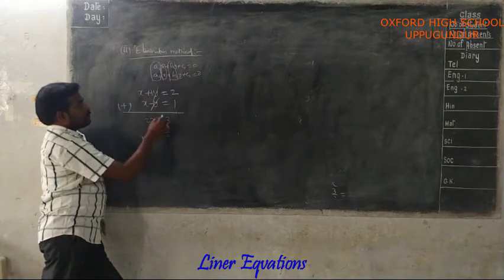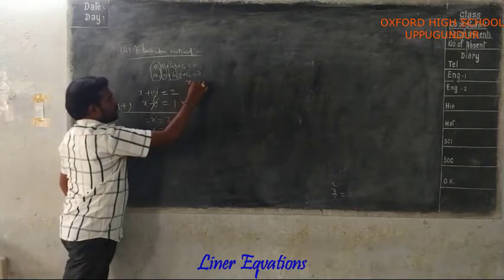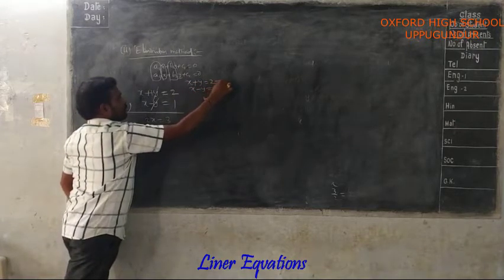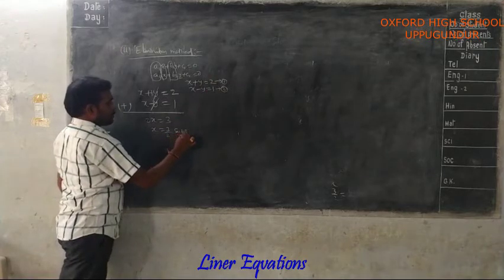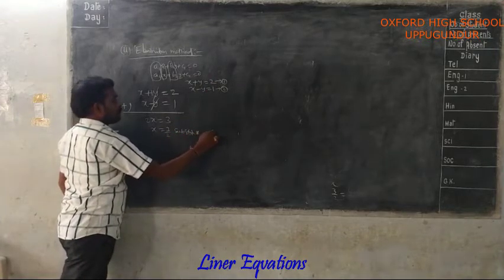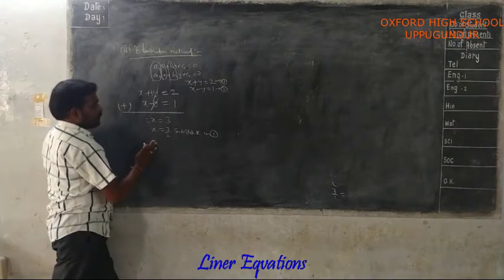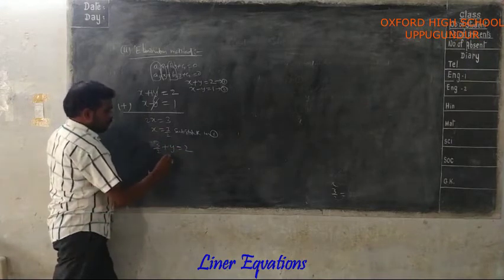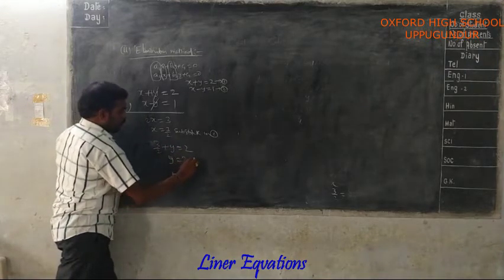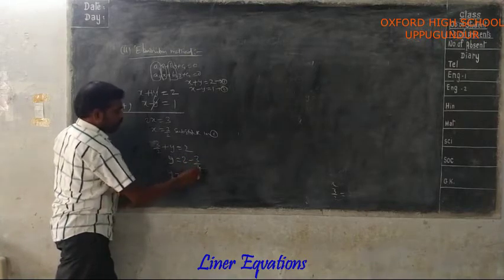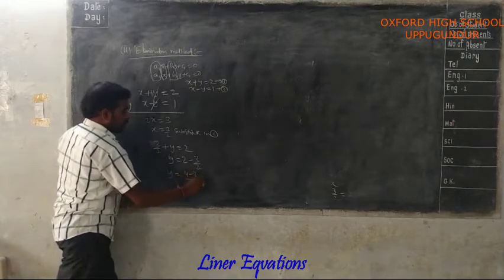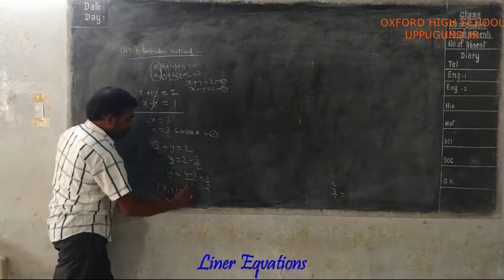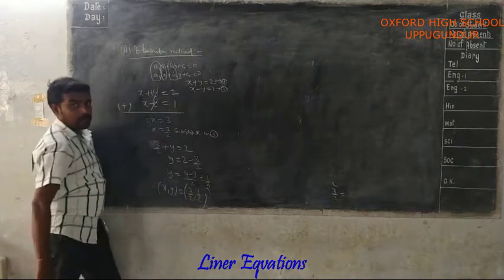Now substituting this value in any one of these two equations. What are the two equations? x plus y equal to 2, x minus y equal to 1. Equation 1, equation 2. Now substituting in equation 1, the x value is 3 by 2 plus y equal to 2, y equal to 2 minus 3 by 2, y equal to 4 minus 3 by 2, y equal to 1 by 2. Therefore x comma y equal to 3 by 2 comma 1 by 2.